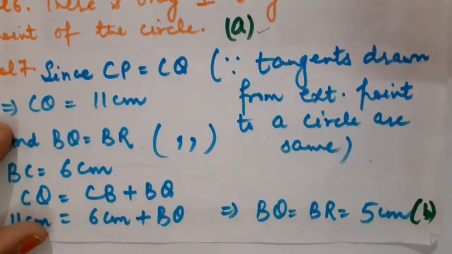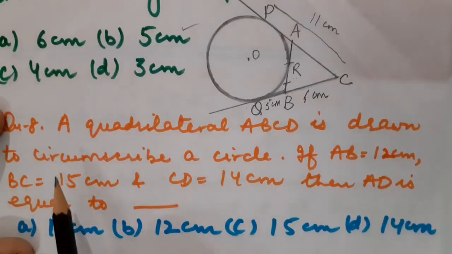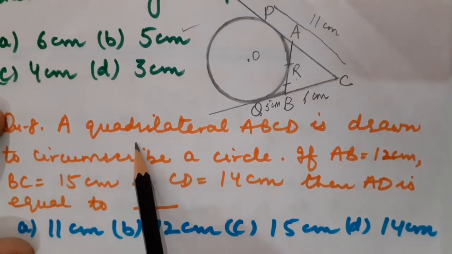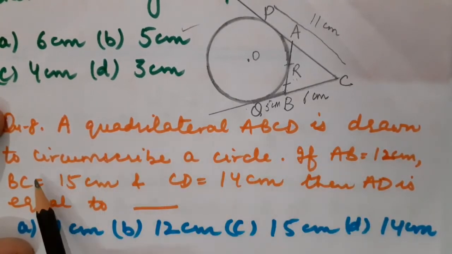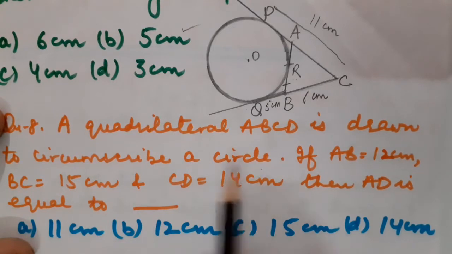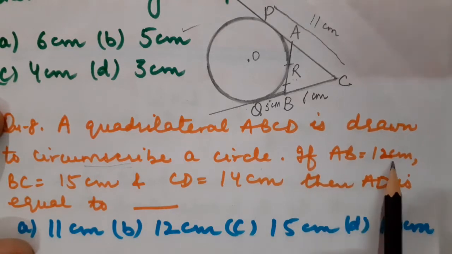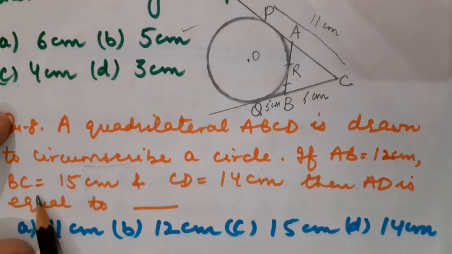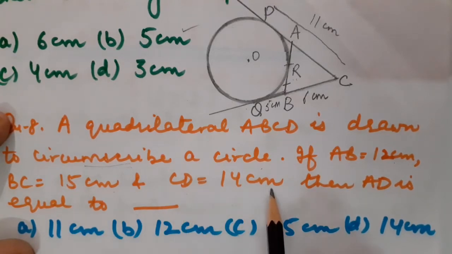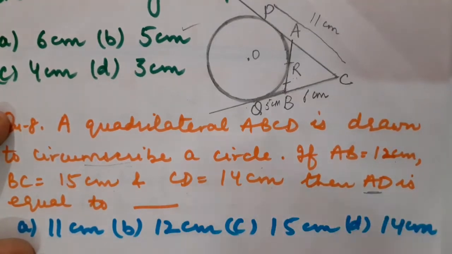Understood, children? Now children, let us switch to question number 8. A quadrilateral ABCD is drawn to circumscribe a circle, meaning it is covering a circle. It means the circle is made inside the quadrilateral. If AB is equal to 12 centimeter, BC is equal to 15 centimeter, CD is equal to 14 centimeter, then you have to calculate AD.